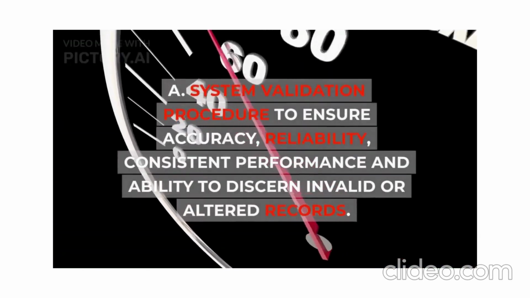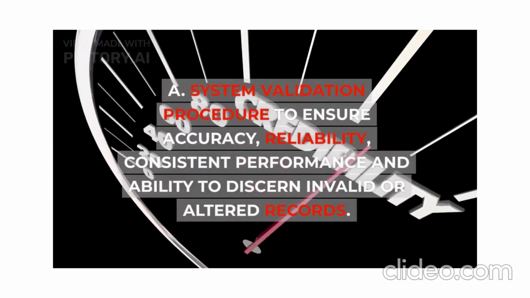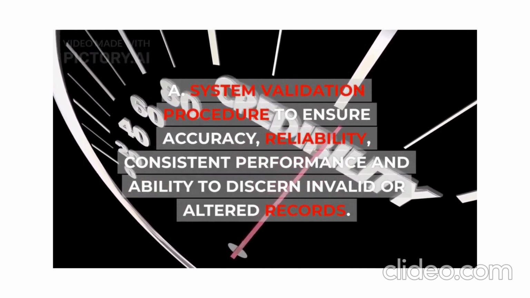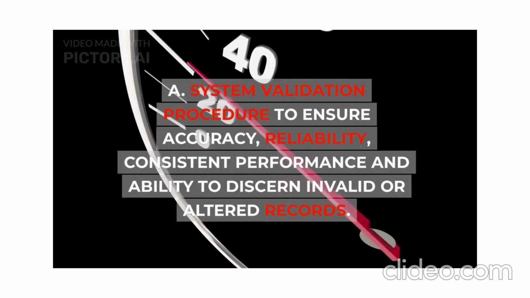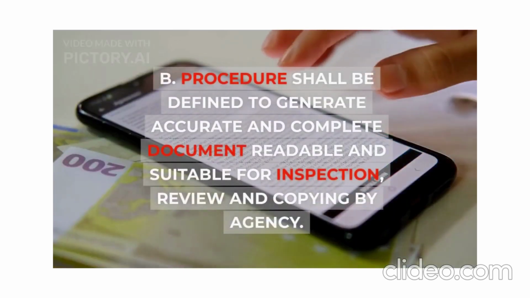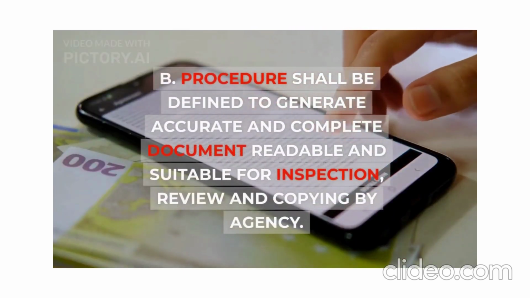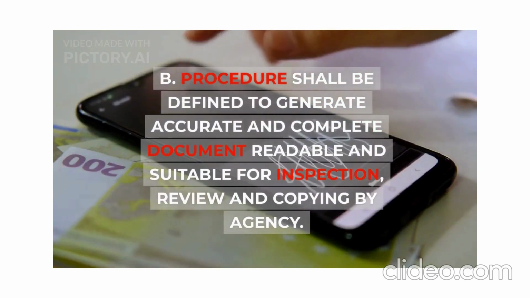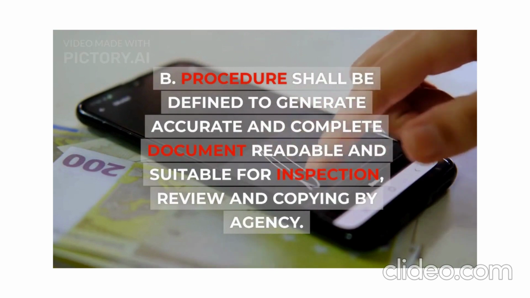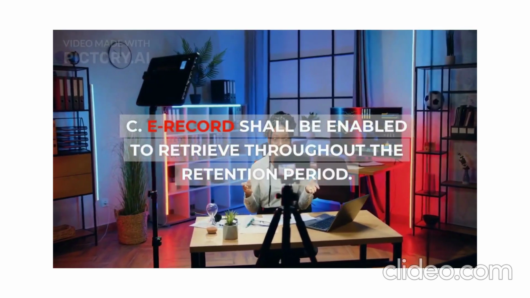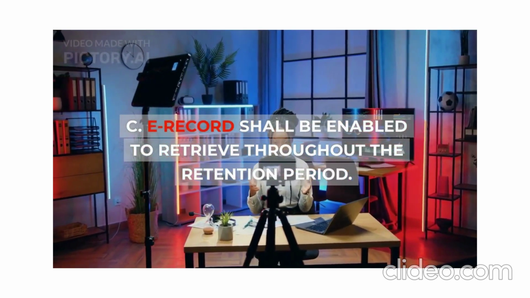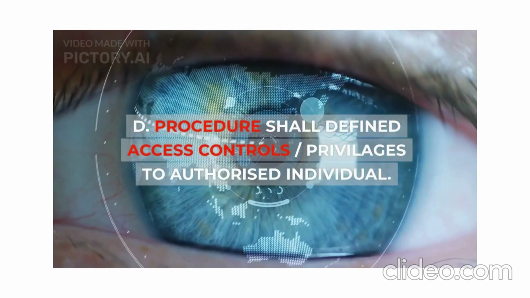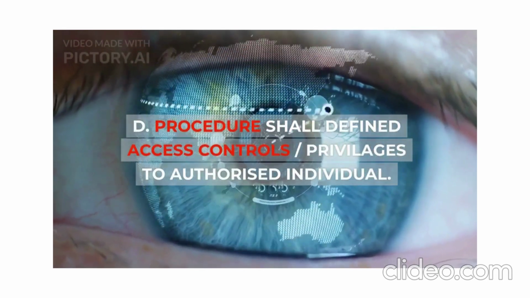A. System validation procedures to ensure accuracy, reliability, consistent performance and the ability to discern invalid or altered records. B. Procedures shall be defined to generate accurate and complete copies readable and suitable for inspection, review and copying by the agency. C. E-records shall be enabled to be retrieved throughout the retention period. D. Procedures shall define access controls and privileges for authorized individuals.